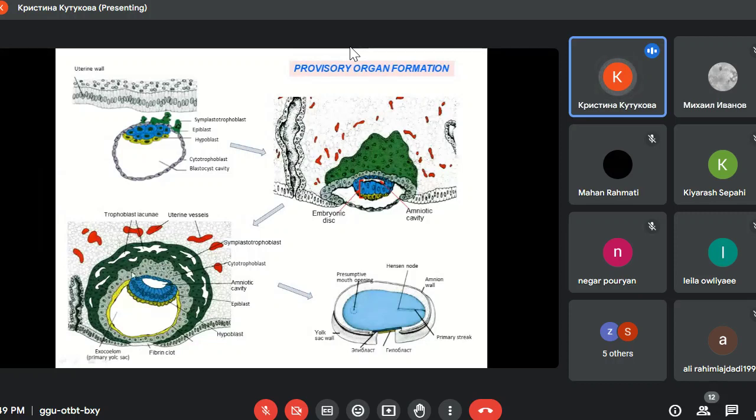Cytotrophoblast is made of cells. This is why it is called cyto. Cyto means cells. We can see cell borders here between the cells. And syncytiotrophoblast is the simplest. No cell borders are seen here, it is just a multinuclear structure, which serves for release of enzymes to break down the tissue of the mother's uterus to make the way for the embryo to grow inside the wall of the mother.